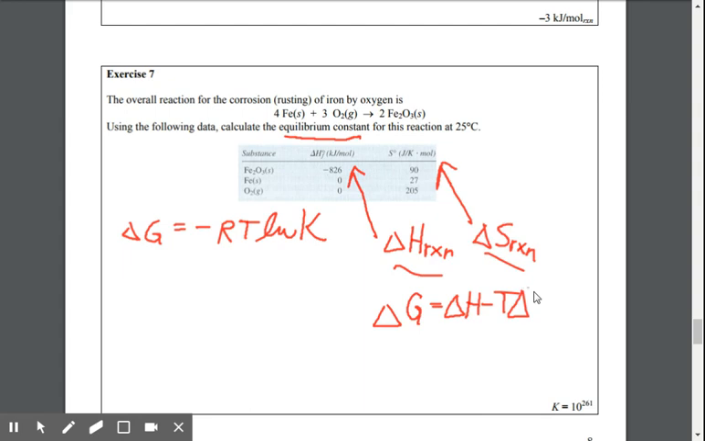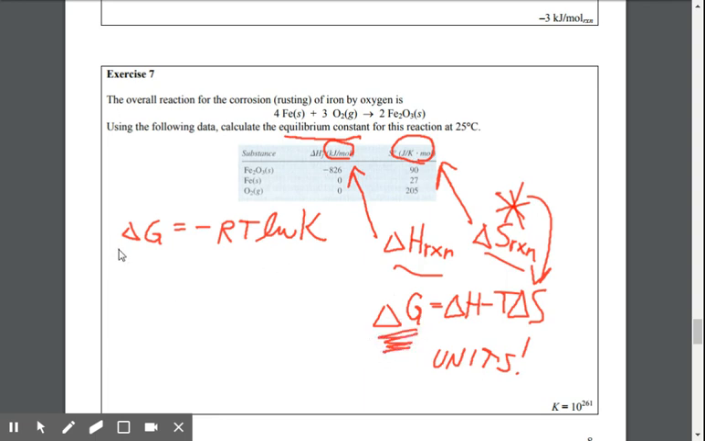Remember, we have to make sure units comply. Units, units, units. So what are we going to have to do? Because this is in joules per mole Kelvin, and this is in kilojoules per mole, we're going to have to convert my delta S into kilojoules to plug it in right there. Now, once I know it, my delta G is going to be in kilojoules per mole reaction.